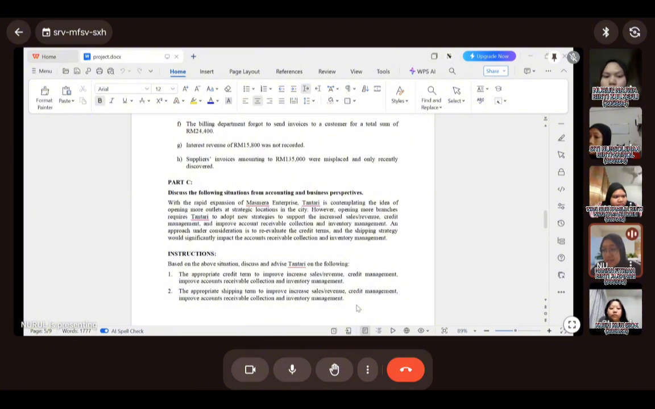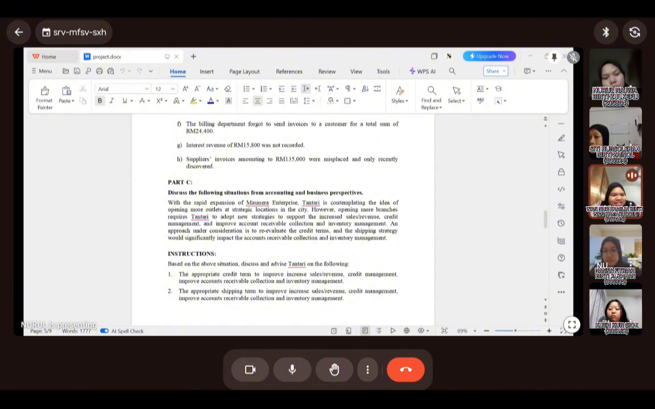Exactly. And regarding shipping terms, perhaps offering free shipping on orders above a certain amount could encourage larger purchases while improving customer satisfaction. I agree with that approach. It could also help reduce shipping costs per unit sold if more items are shipped together. So now let's make sure to outline this recommendation clearly in our final presentation so that Tantari can easily understand how they can support her business growth.